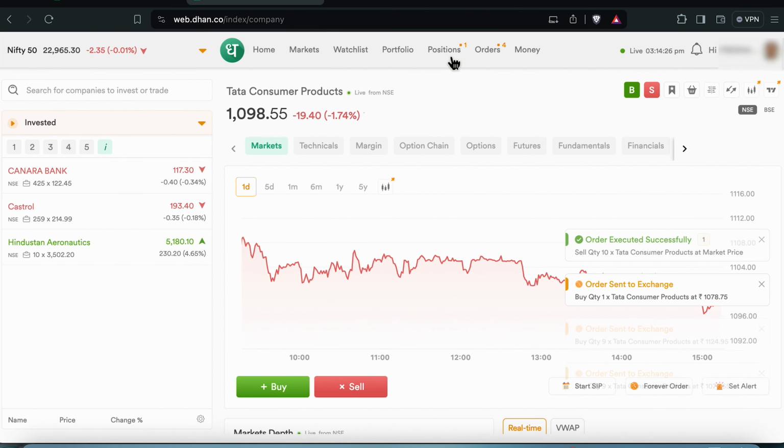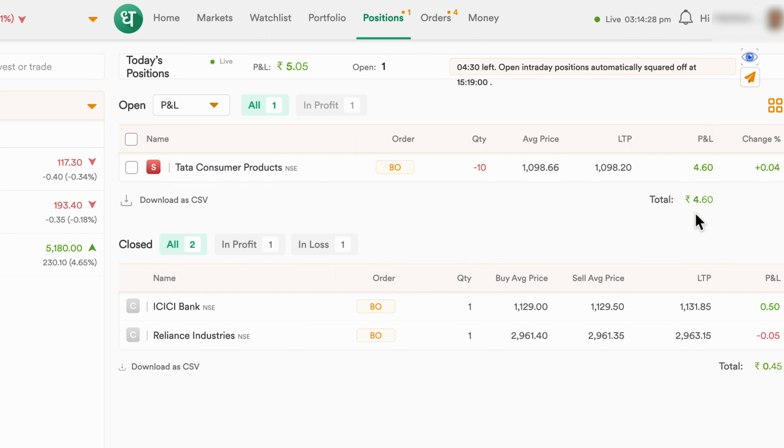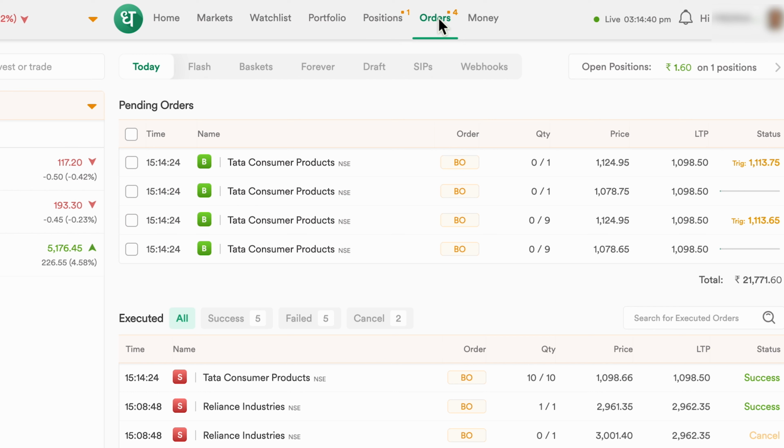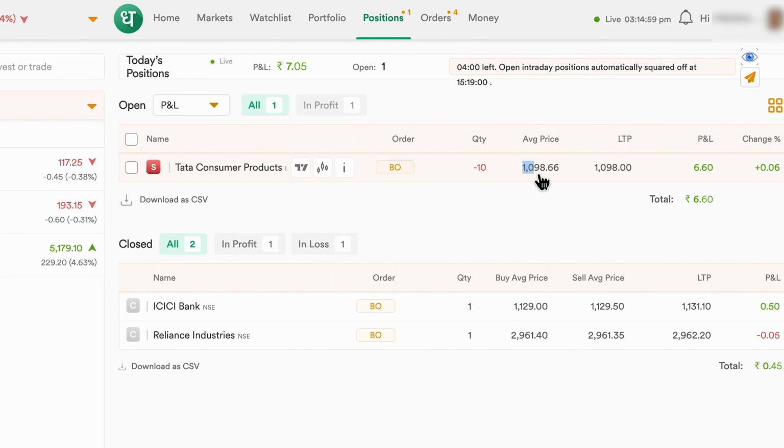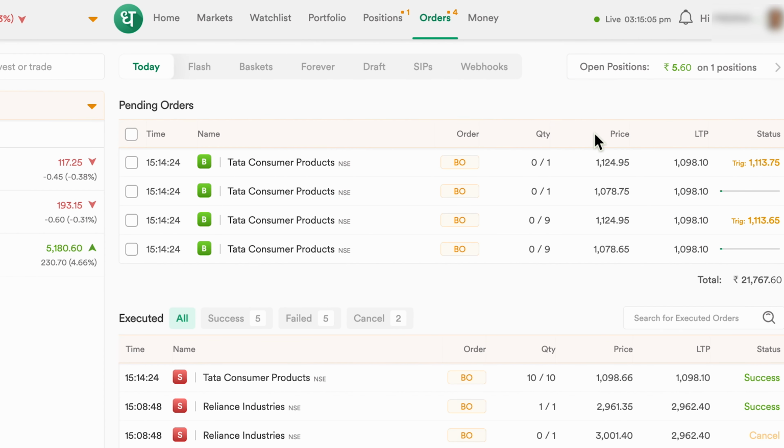Now, once I do this, within position I can see how this trade is performing. I have sold 10 quantity of Tata Consumer product and it's an intraday order. I have my orders tab over here where you will see that certain more orders have been placed. Now, these are basically two orders. Quantity is split in 9 and 1, but it's basically two orders which have been placed over here. Since my selling happened at slightly different prices, my stop losses are also at slightly different prices. But simply put, when I go to my position, you will see I have sold it at an average of 1098.